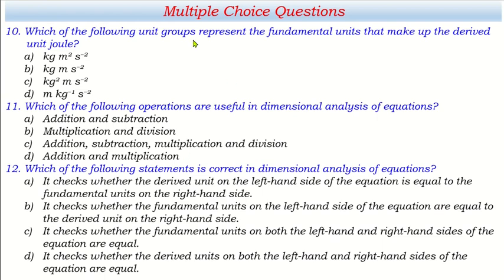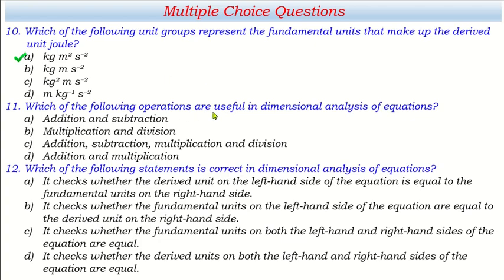Which of the following unit groups represents the fundamental units that make up the derived unit joule? Joule means Newton into meter, and the expanded form of Newton is kg meter per second square. It is given in B, but this is the expanded form of Newton, not the joule. If Newton is multiplied by meter, then we'll have kg meter square per second square. Yes, that's why option A is correct.